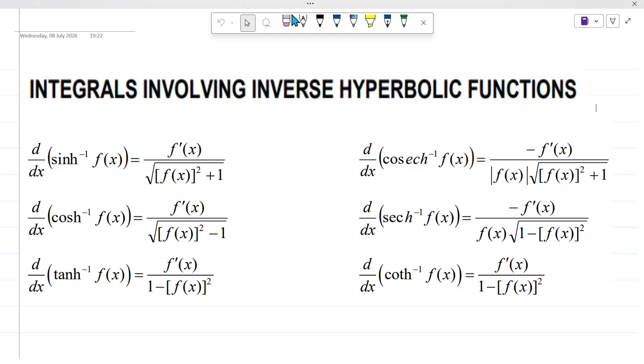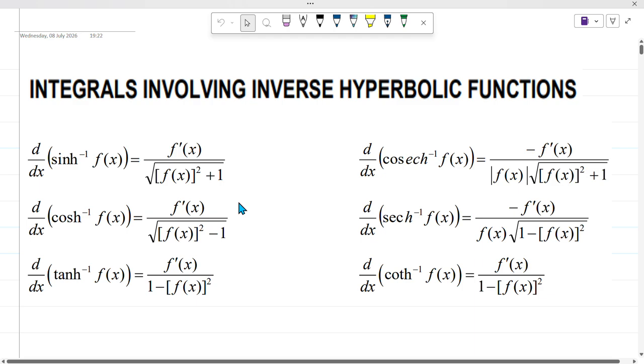So today we'll be discussing integrals involving inverse hyperbolic functions. This is similar to integrals involving inverse trigonometric functions. I mean, the procedure, the way we solve it, is the same. So let's see how we're going to do it since it's a hyperbolic function, but the explanation is the same. We've got a few formulas here.